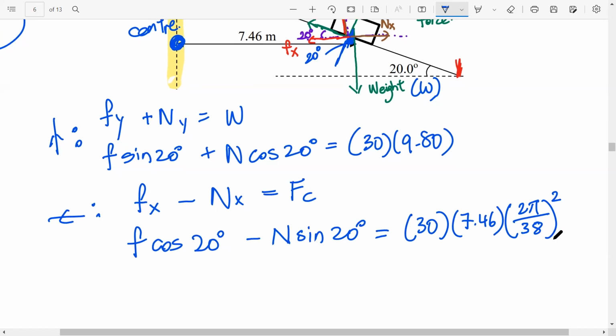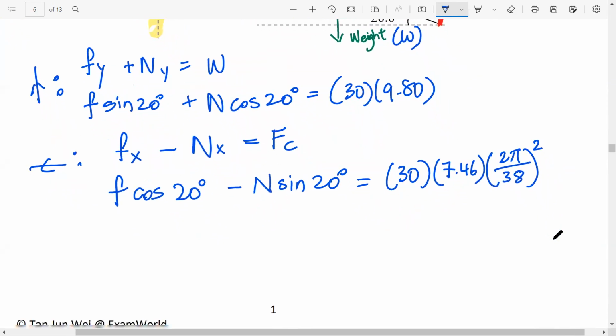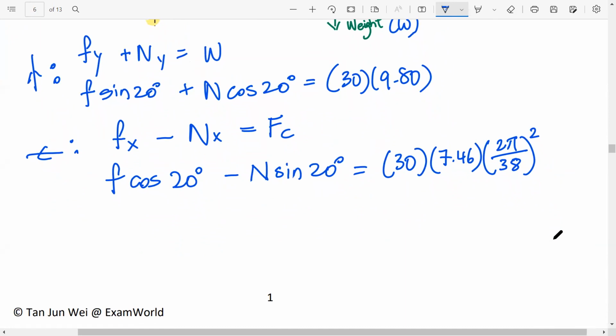Let me just move it up. This will be our equation 1. This will be our equation 2. Okay, so you solve directly using your scientific calculator because you can see that this is going to be a simultaneous equation. 2 equations, 2 unknowns. The unknowns are F and N.